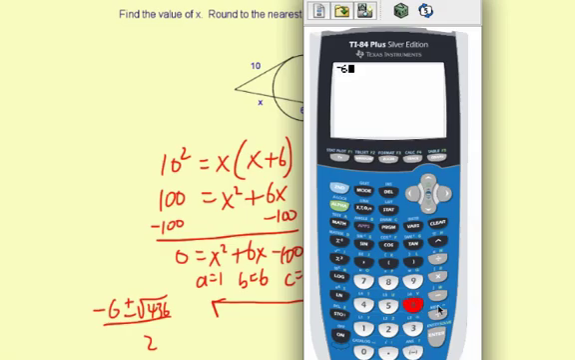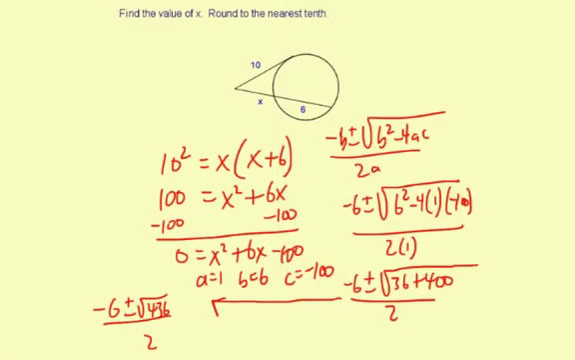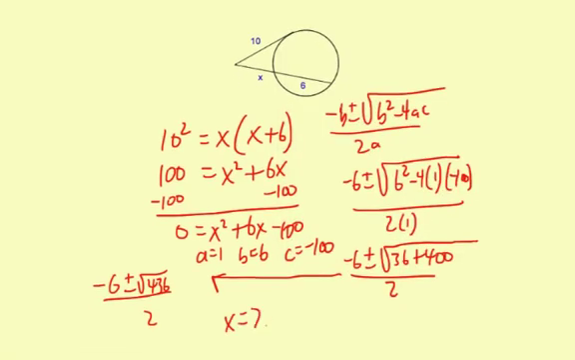So negative 6 plus the square root of 436. Enter. Now, if you don't know how to do this order of operations on your calculator, you're going to do the square root of 436 first, and then subtract 6, and then divide by 2. But with this calculator, you can do it a little differently. So I divided by 2, and the answer is 7.44. Rounded to the nearest tenth is 7.4. So x equals 7.4.